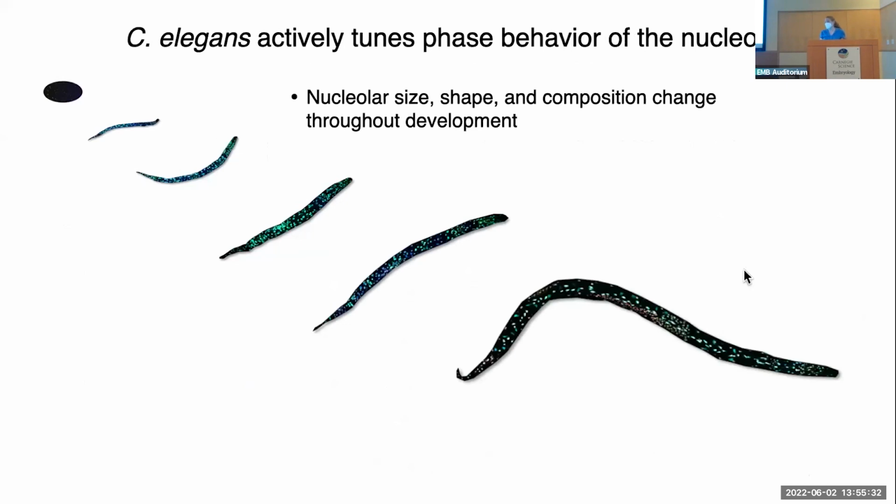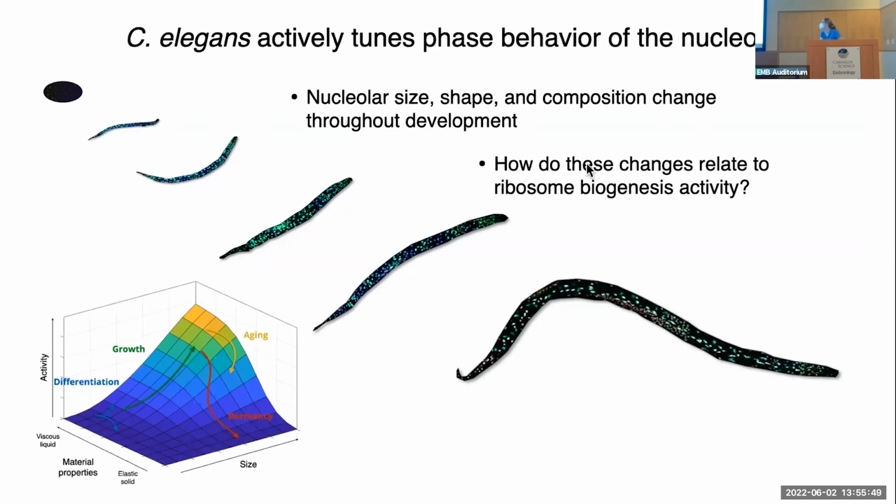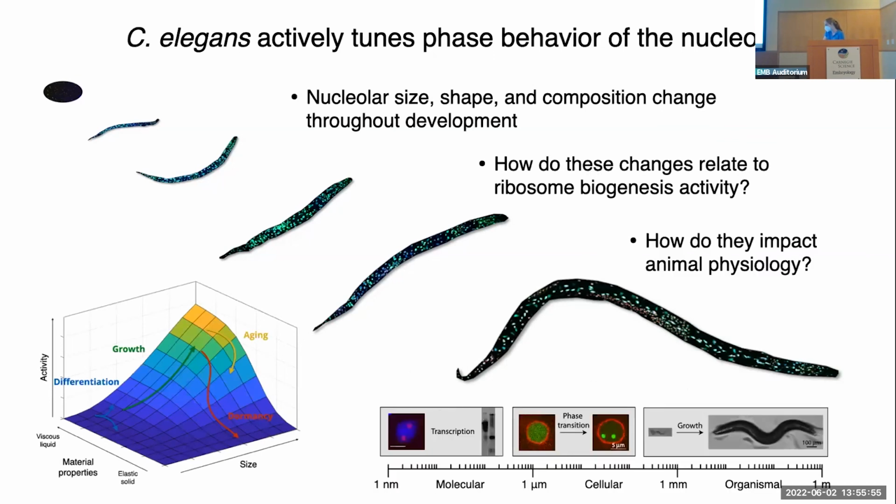And so with that, I just gave you an overview of what we're trying to do to characterize how C. elegans tunes the phase behavior of the nucleus. So it's very clear that the size, shape, and composition of the nucleus changes throughout development. And what we want to understand is how these changes relate to ribosome biogenesis activity, and then ultimately how they impact animal physiology. And so right now we've been focusing a lot at the subcellular level and this phase behavior, but we are gearing up to look at transcription and ultimately growth. So a lot of these mutants that affect nuclear morphology have larger body size and faster growth rates. And so eventually we'd like to look at larger length scales.